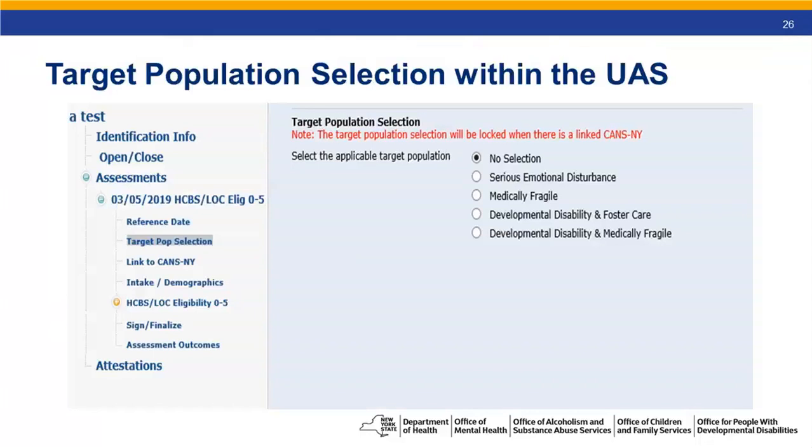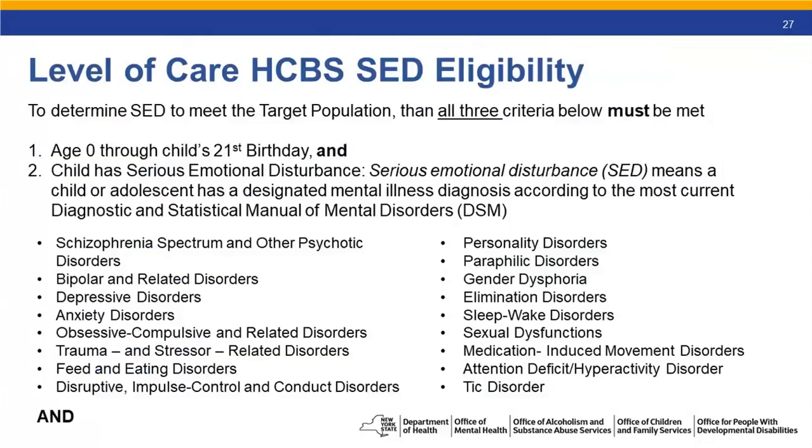So target population looks like this within the UAS, where I list all 4 target populations, and then we're going to talk about SED. You would select SED, and let's talk first about SED. To meet target population for SED, you need to meet all 3 criteria. The first, for all the populations, is that the child needs to be under the age of 21, because that's the population the waiver serves.